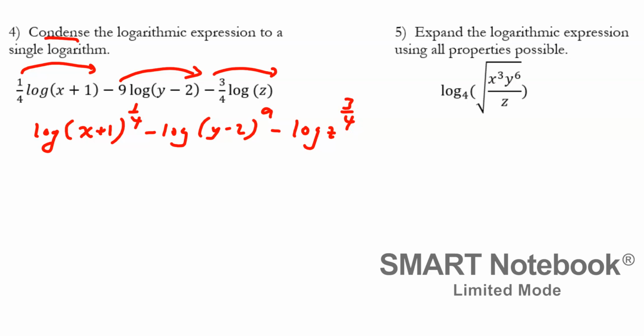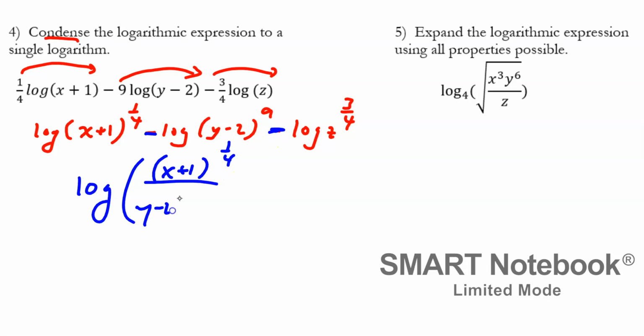So that's step 1. Step 2 to condense is to think about our log rules. If we have 2 logs being subtracted, these arguments are going to divide. But we are actually subtracting 2 logs, which means both of these arguments are being divided. So we're going to make it into a single log. The x plus 1 to the 1/4 is going to remain in the numerator. And then if we are condensing it, the y minus 2 to the 9th is going to multiply the z to the 3/4 in the denominator. So now it's at least a single log.